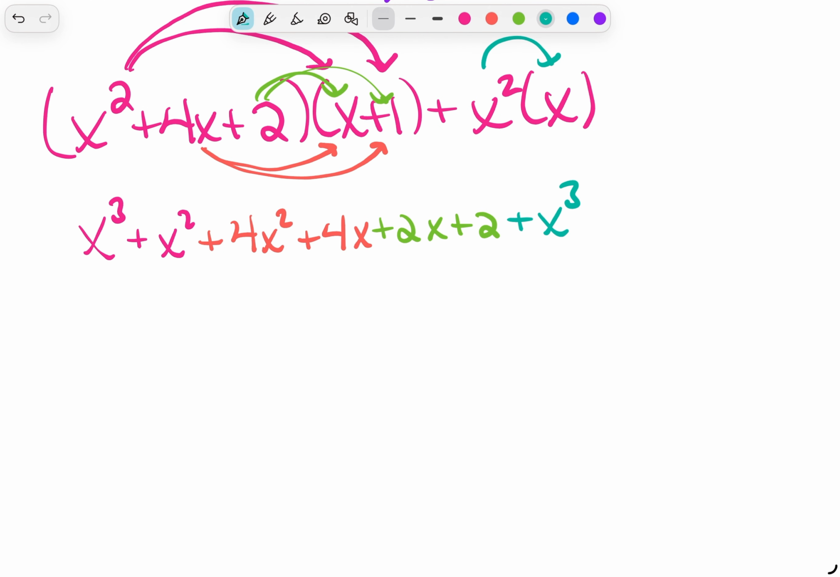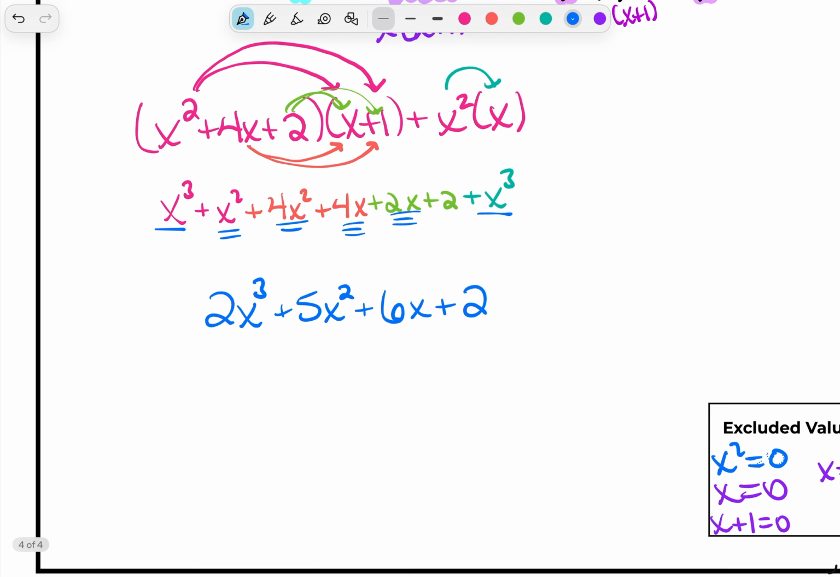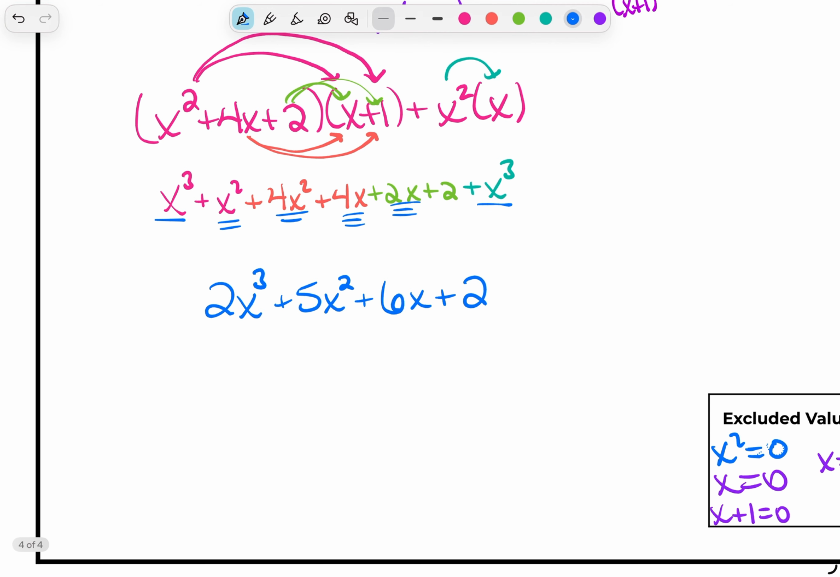All right, from there, let's just combine our like terms. So I have some x cubes that can go together. So that'd be 2x cubed. I also have some x squareds. Those would combine. And then I have some just basic x's with an exponent of 1. And then my last constant hiding in the back. So this would be our new numerator.